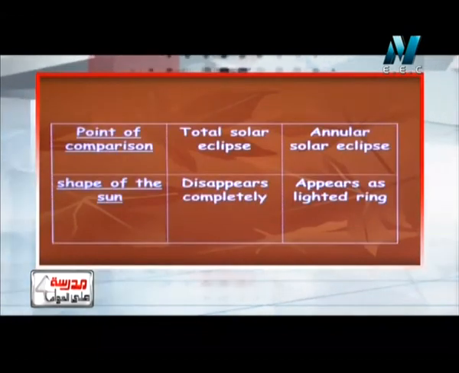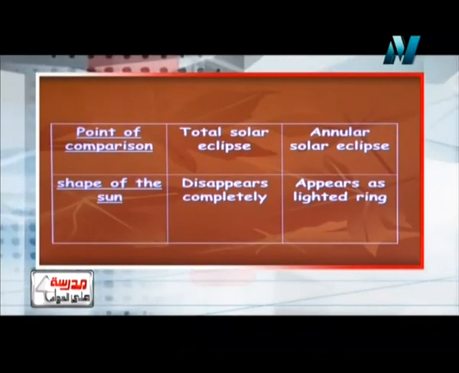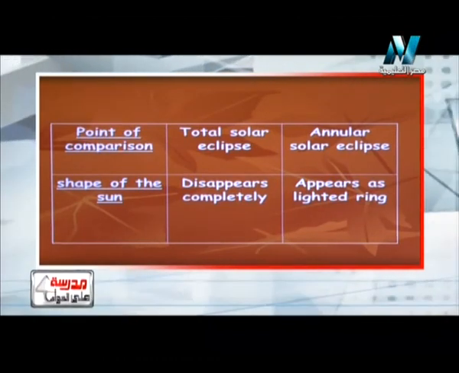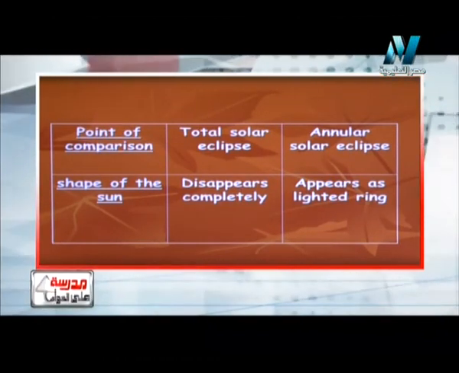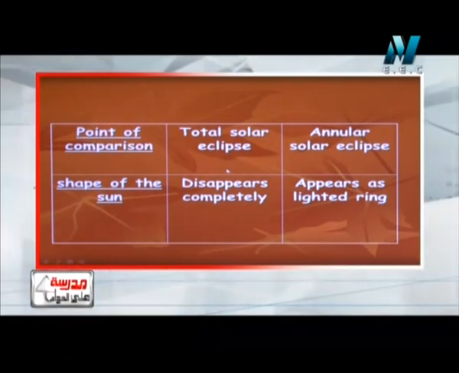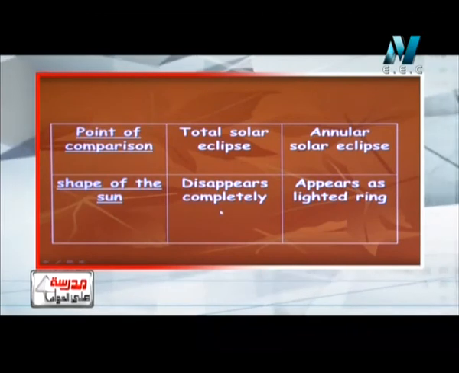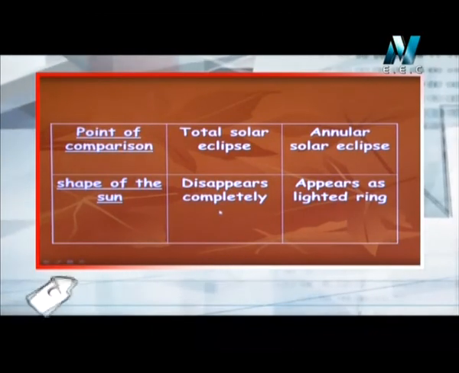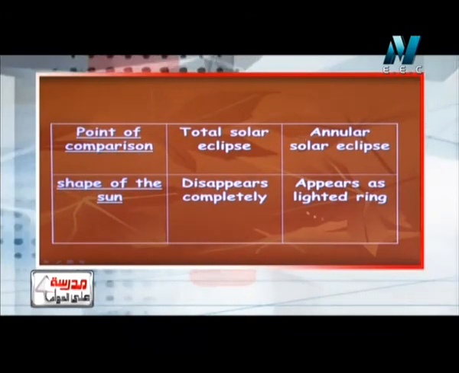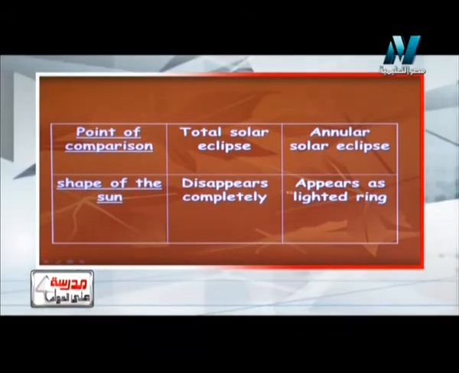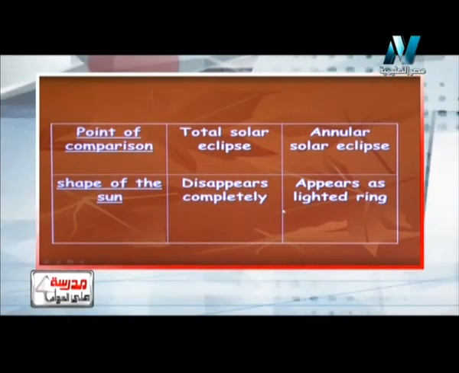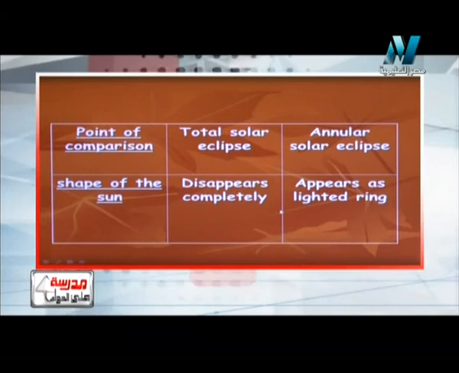Okay, so let's make a comparison between total and annular eclipse. The first point of comparison that we will talk about is the shape of the sun, شكل الشمس. Here in the total eclipse, the sun disappears completely, so we cannot see the sun at all. So what about the annular? The sun appears as a lighted ring. So I can see the margins only of the sun.